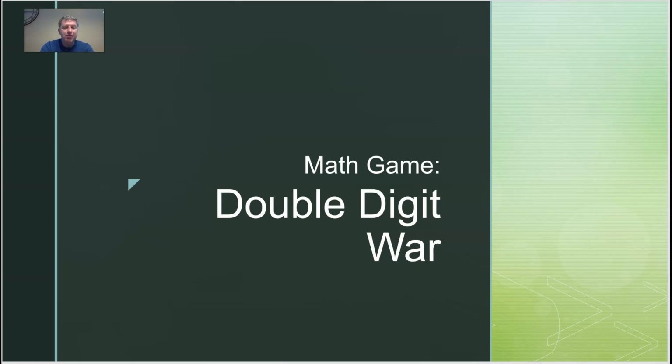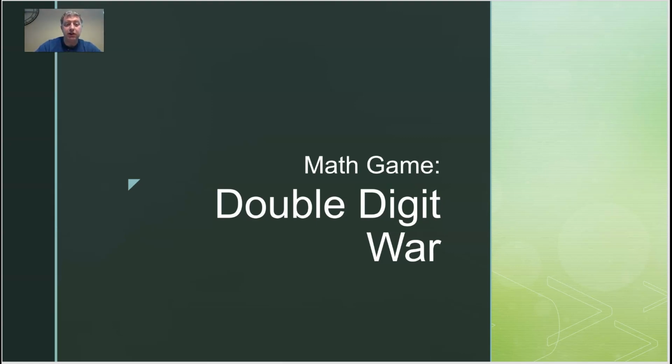Hi friends, today I'm going to be showing you a math game called Double Digit War. Double digit numbers are numbers with two numbers put together. The first number is the tens number, and the second number is the ones number. We've been working with tens and ones for a while now. This should be a great way to practice comparing those numbers.